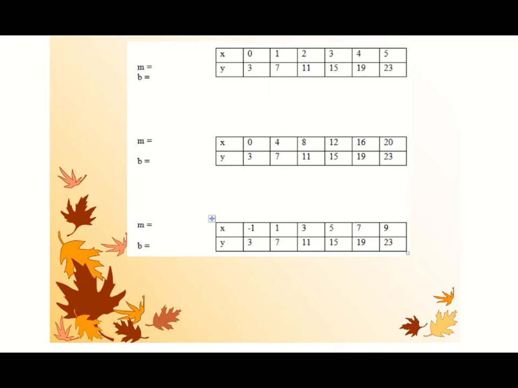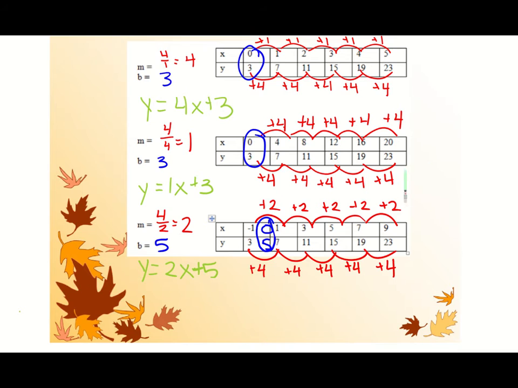So here's what your work should look like for the first few. So you probably noticed that when you went through it, the change of y was the same every time. It was adding 4. The difference was when you went to do the change of x. So that's what gave you a different slope. So you got a slope of 4 here, slope of 1 here, slope of 2 here.